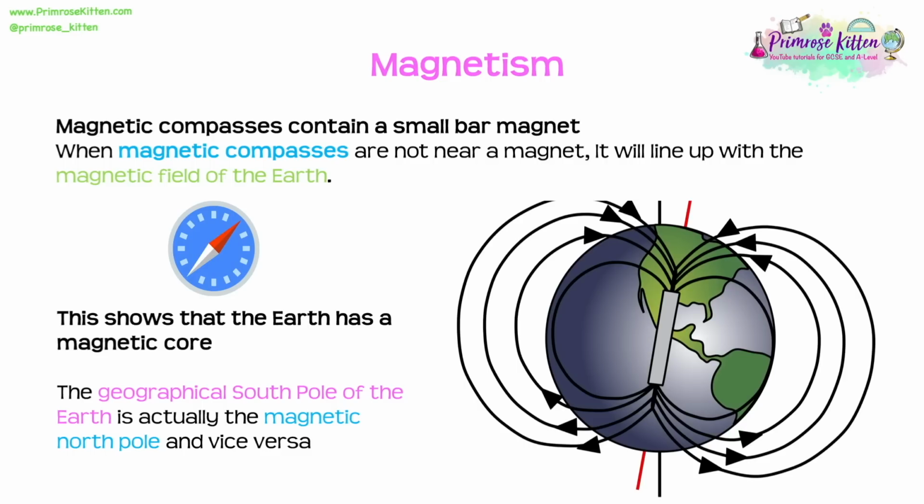Magnetic compasses that we use to work out direction actually contain a small bar magnet. And when these magnetic compasses are not near to another magnet, they're actually going to line up with the magnetic field of the Earth. And this is really important because this tells us that the Earth has a magnetic core. It tells us that it's made of a material which is magnetic. Now actually the geographical south pole of the Earth is actually the magnetic north pole and vice versa.